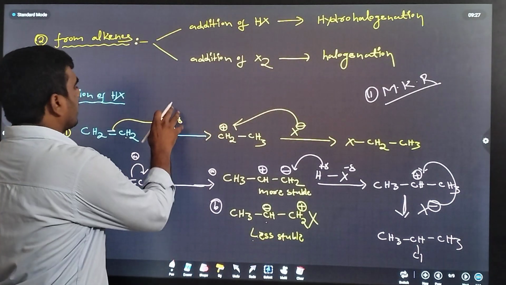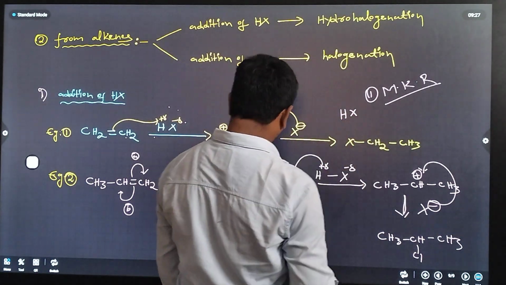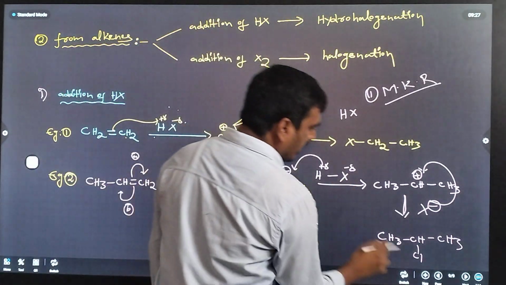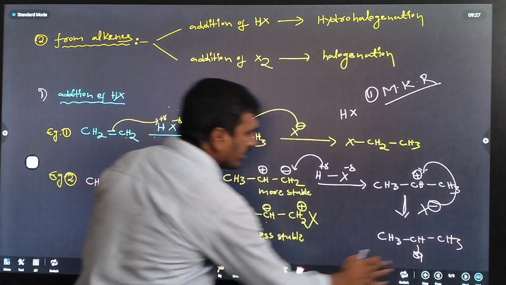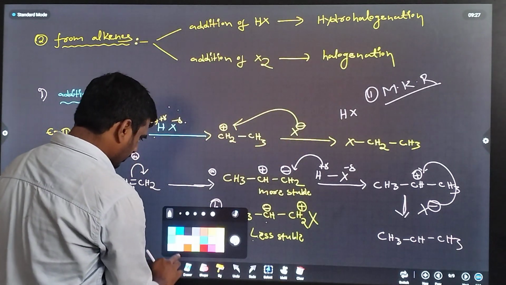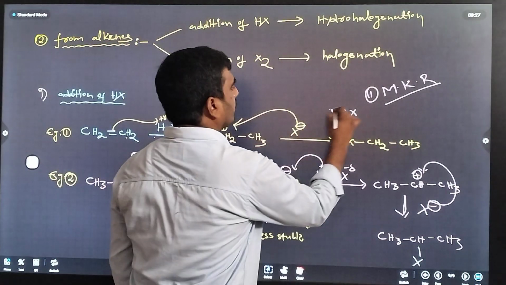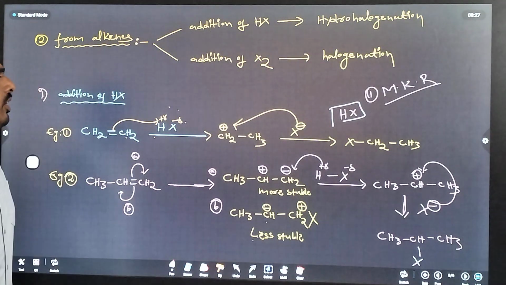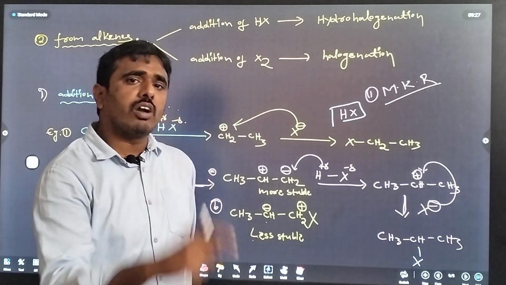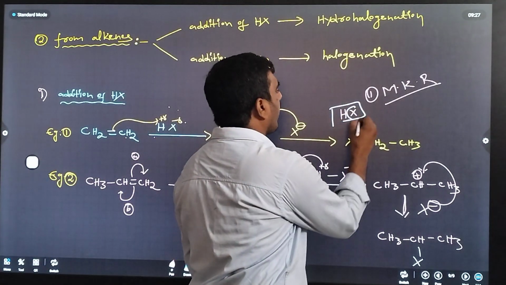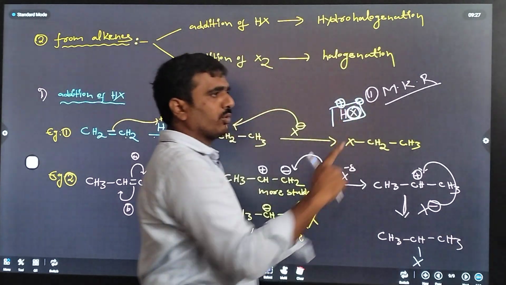So here HX is the reagent. Instead of Cl I can write X. So here HX is the reagent. Which is the negative part? X minus is the negative part. Which is the positive part? H plus is the positive part.